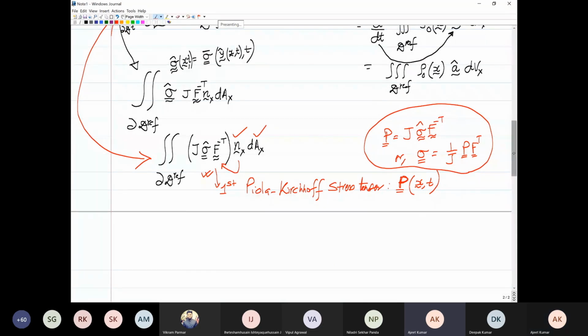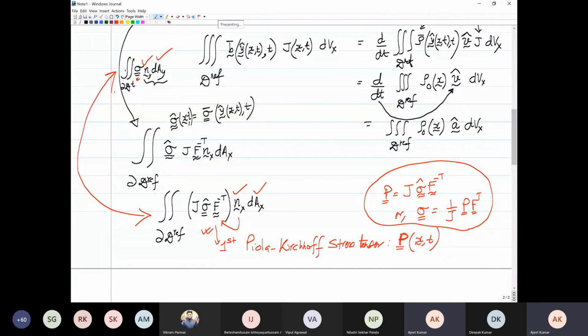So if I again look at these two integrals and just have a look at the integrand, then isn't it that we are saying that sigma n_y da_y is equal to P n_x da_x? Isn't it? That is what we are saying.